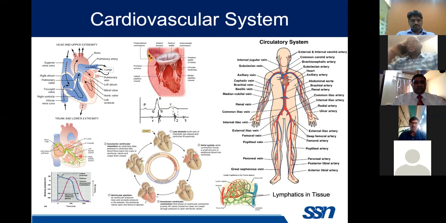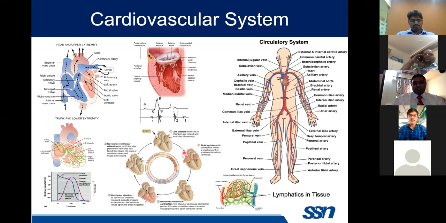This is the conductive system of the heart, and this is the cardiac action potential, which shows a plateau. This specific plateau is responsible for sustained contraction of the heart, so that the blood inside the heart escapes, and only then the heart relaxes.